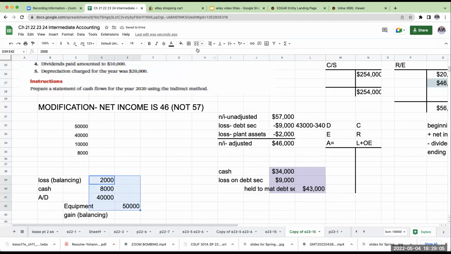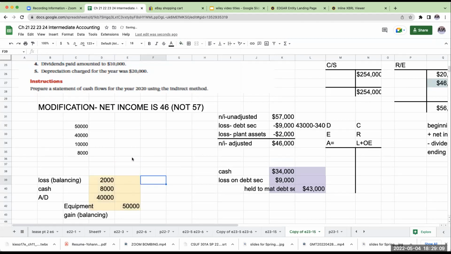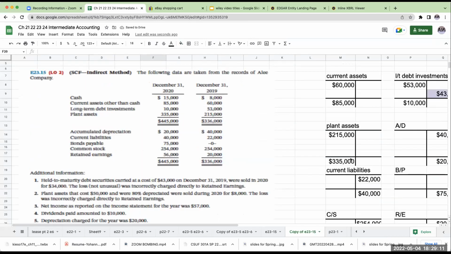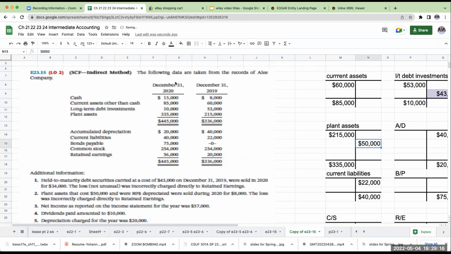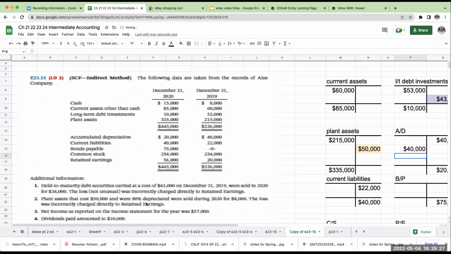Okay, so what do we do with all this fun stuff? I'm going to take this and directly post it to the T accounts. So first, I'm going to go here to plant assets. I'm crediting this for 50,000, right? I sold that asset, so I'm taking that off of my books. I'm also going to be debiting accumulated depreciation. I debit that amount for 40,000. Where did that number come from? It said it was 80% depreciated, so I take 80% times 50 and I get 40,000. So that's where that number is coming from.